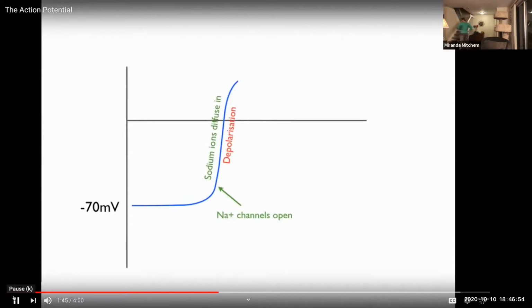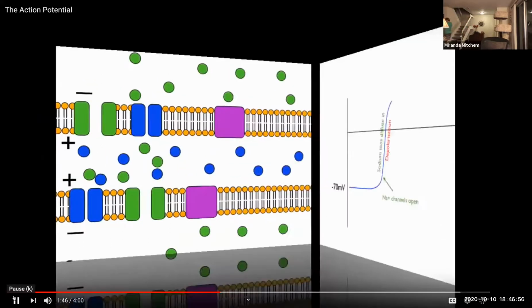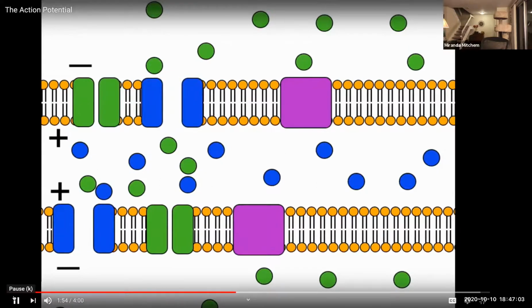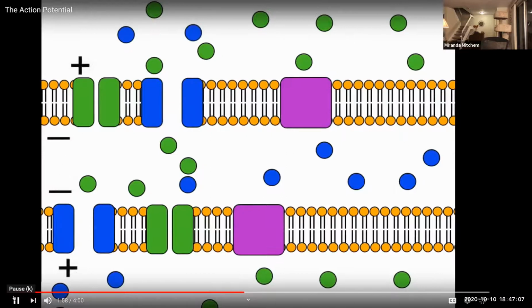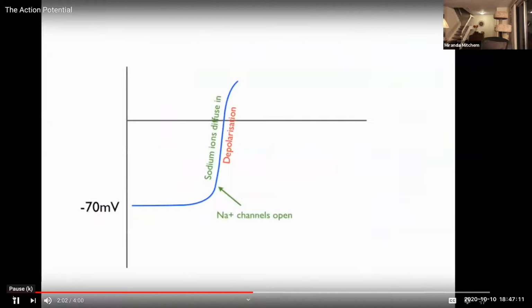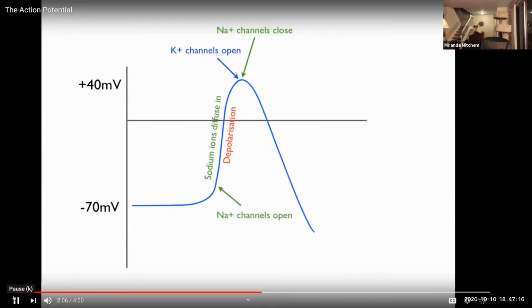Looking back at our neuron, the sodium channel is now closed, and potassium channels will allow potassium ions to diffuse out of the cell. This swaps the polarity of the membrane again, so that the inside is now more negative than the outside. And we can see on the graph that depolarization generally reaches around plus 40 millivolts before these potassium channels open. As potassium ions diffuse out, this causes repolarization of the membrane as the inside becomes more negative again.